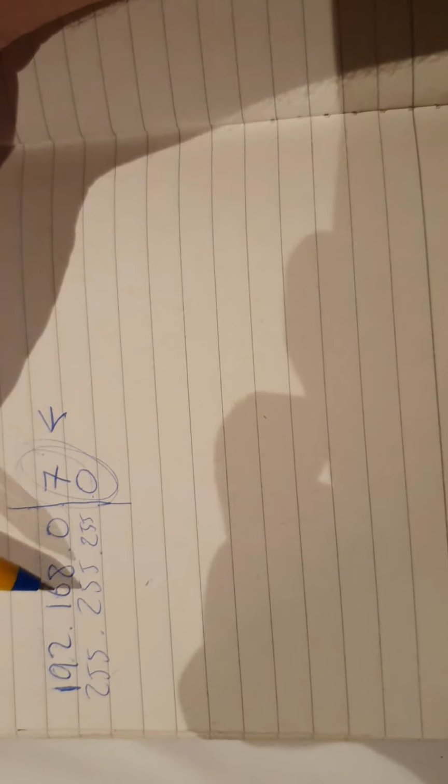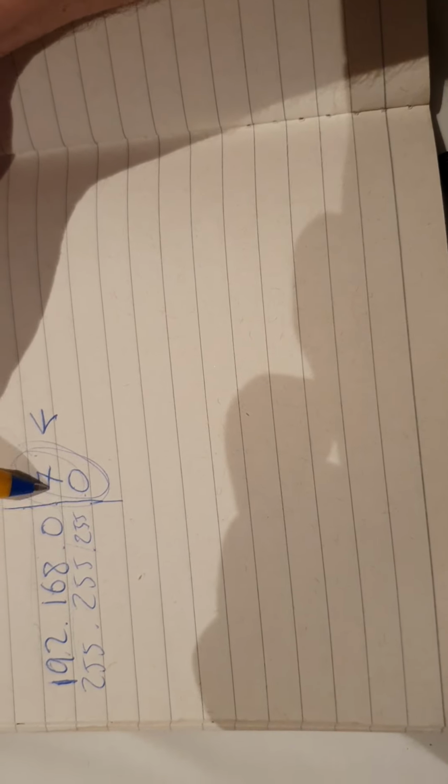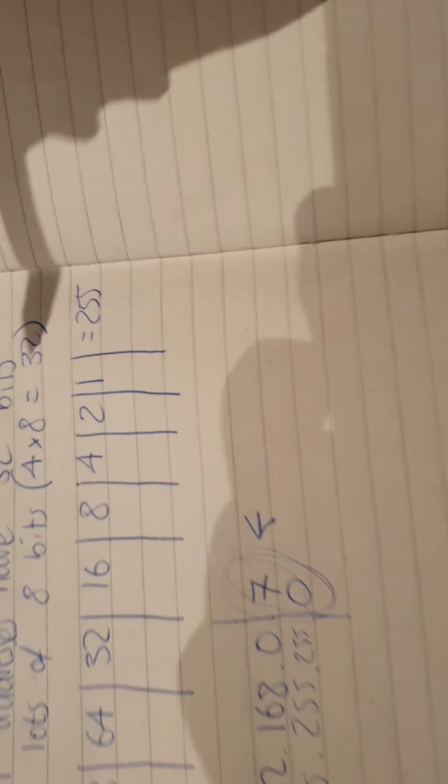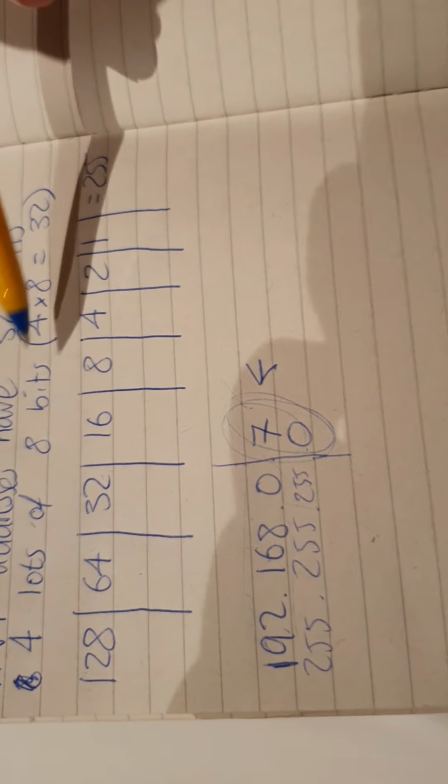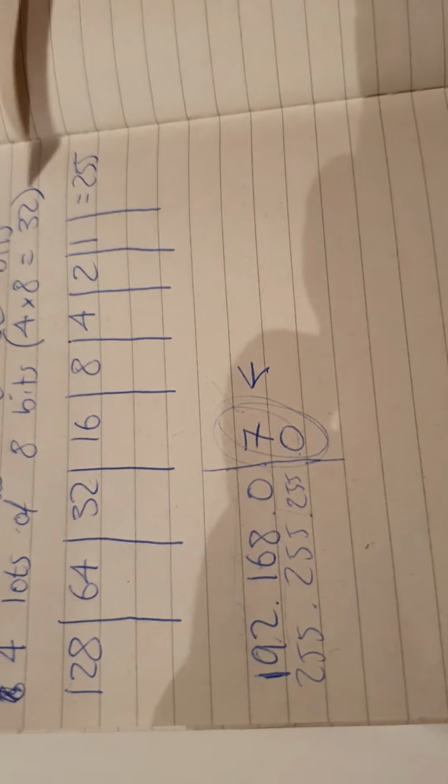And the reason they're all 32-bit is because they're 4 times, 1, 2, 3, 4, there are 4 sections to it, and each section is 8 bits. So you see here, IPv4 addresses have 32 bits, 4 lots of 8 bits. 4 times 8 is 32, right?